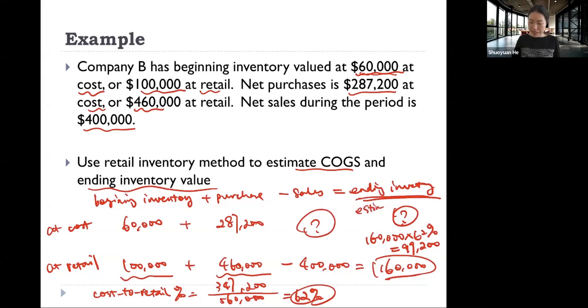And then the next step is to estimate the cost of goods sold. So this is the estimated cost of ending inventory, and this is the estimated cost of goods sold. In order to estimate this number, we take 60,000 plus 287,200, and then we minus this 99,200, our estimated cost of the ending inventory. And this will give us 248,000, which is our estimated cost of goods sold.